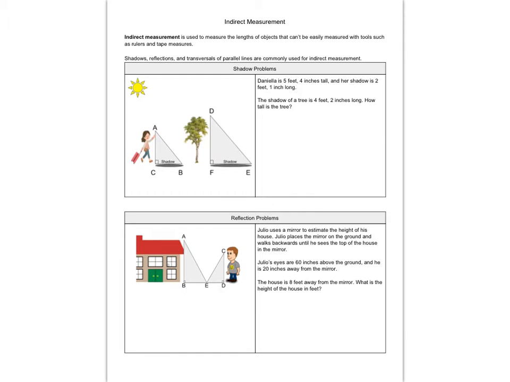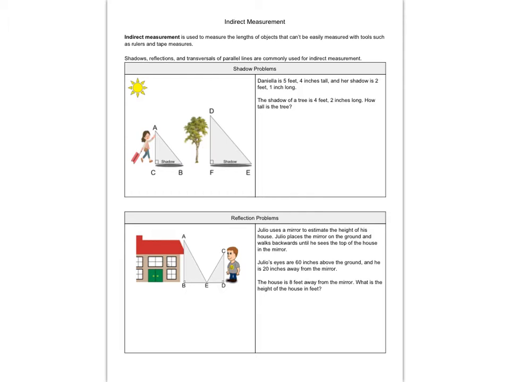So this activity is talking about indirect measurement. We use indirect measurement when we're trying to find the length of something that isn't easy to measure with tools like rulers or tape measures. For example, maybe you want to know how tall a tree is. Well, you wouldn't want to measure that with a tape measure.